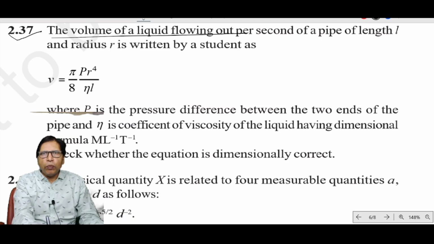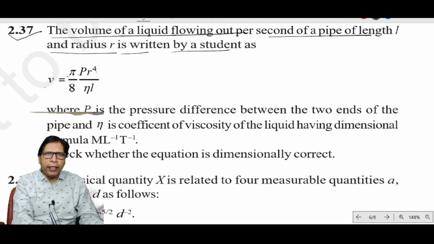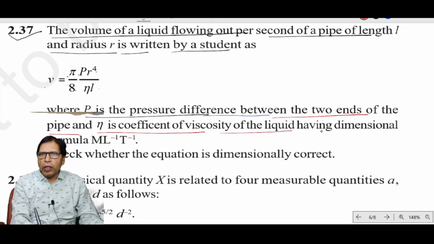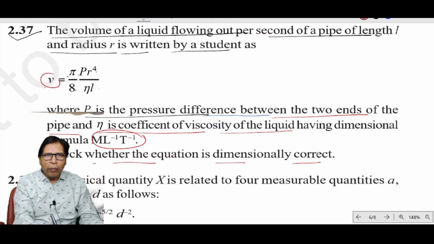The volume of liquid flowing per second of a pipe of length L and radius R is written by a student as V equal to pi P r to the power 4 by 8 eta L, where P is the pressure difference between the two ends of the pipe and eta is the coefficient of viscosity of liquid having dimensional formula M L minus 1 T minus 1. Check whether the equation is dimensionally correct or not. First of all, we have to calculate the dimension of LHS and the dimension of RHS.